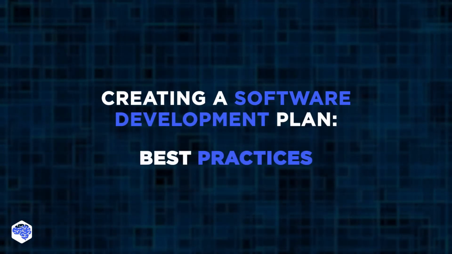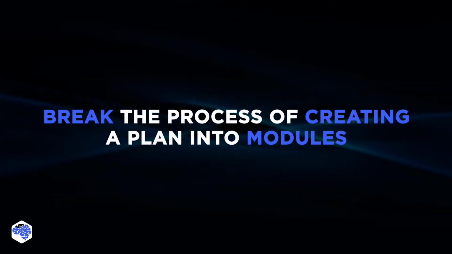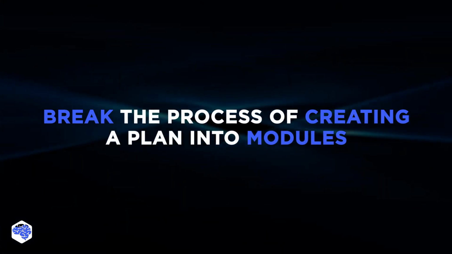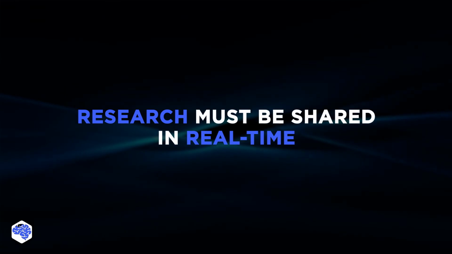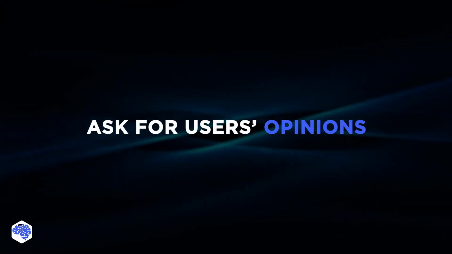To sum up, we'd like to share our team's best practices for creating a software development plan. 1. Break the process of creating a plan into modules. We suggest defining each plan section as a module and assigning responsible team members. 2. Research must be shared in real time. 3. The plan must be constantly revisited and modified. 4. The team must ask for users' opinions.